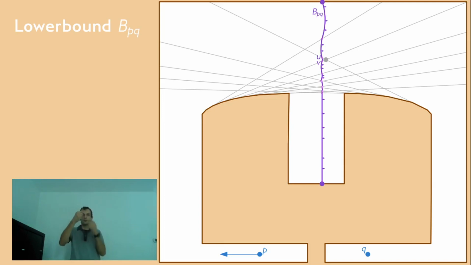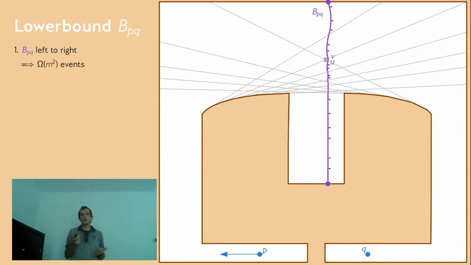If I had two vertices, U and V, and U is above V, then once you sweep over this intersection point, these two vertices flip. So even in this very simple scenario where Q is fixed and only P is moving, this already gives you m squared events, since we're sweeping over all m squared intersection points.